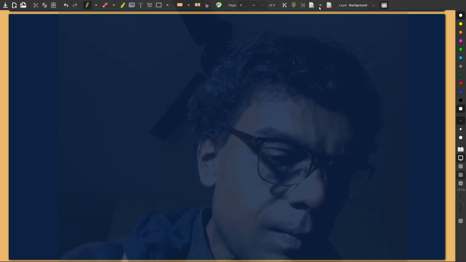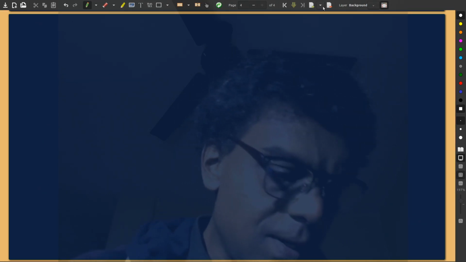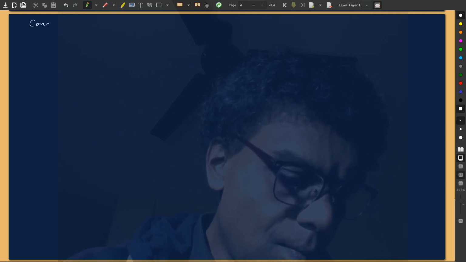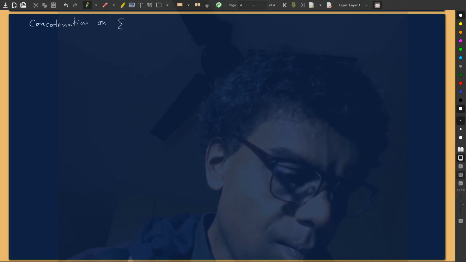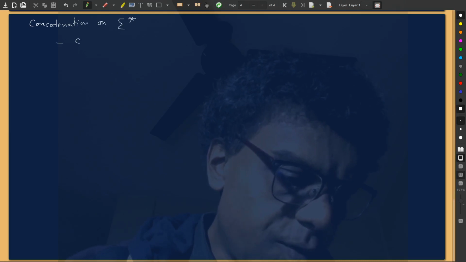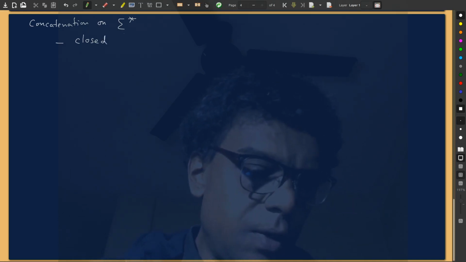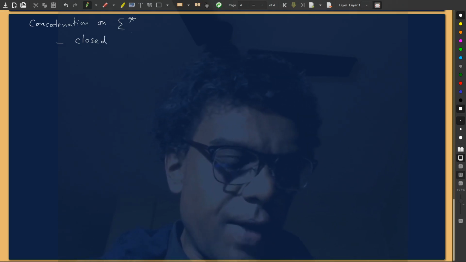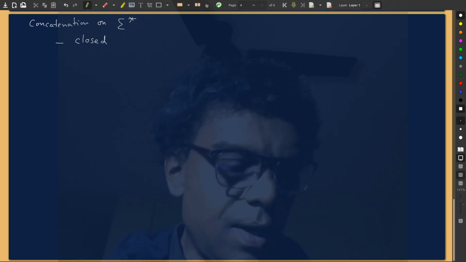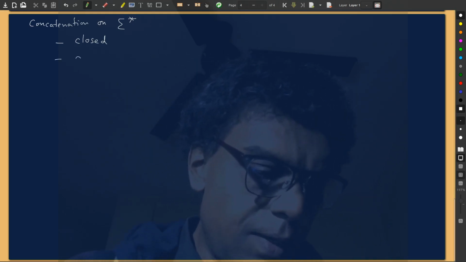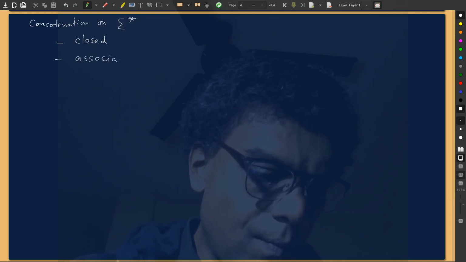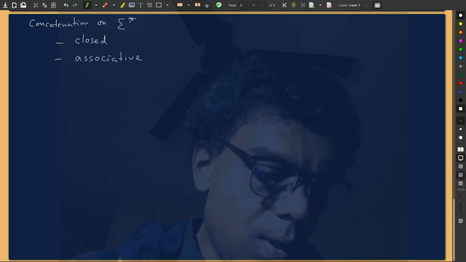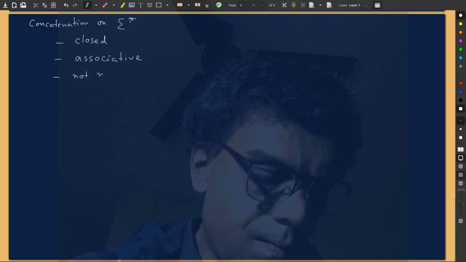So this concatenation operation we will often use in connection with strings. An important thing about concatenation is that this operator is first of all closed. If you concatenate two strings, there are two finite sequences. You write one sequence followed by the other, you will get yet another finite sequence over the same alphabet, and therefore it is a string. It is clearly associative. It is not necessarily commutative.